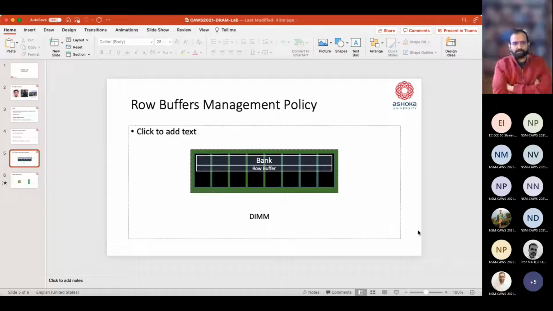So assume that this is what my DIMM looks like, what is being shown over here. Now I want to read some data out of this DRAM, right? What do I have to do? Anybody? Identify the bank, identify the column, identify the row, and then retrieve the data from that.